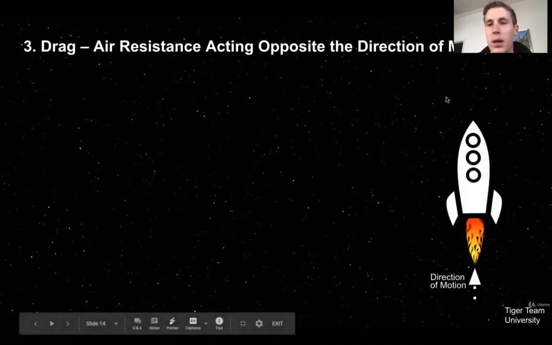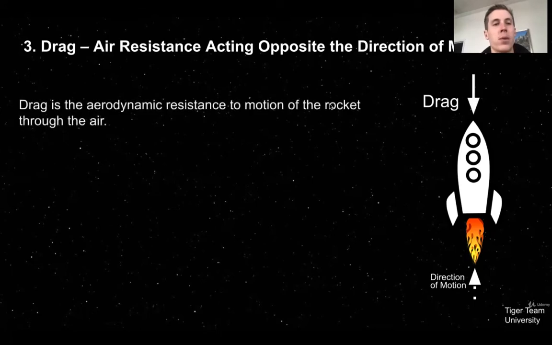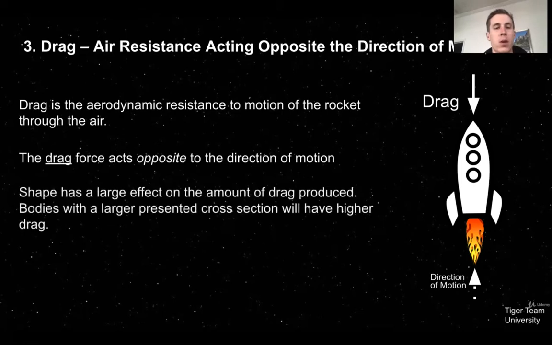So we have a rocket moving in this upward direction. The drag force is acting against that direction of motion. So drag is the aerodynamic resistance to motion of a rocket through the air. The drag force always acts opposite to the direction of motion. The shape of the object, the rocket in this case, has a very large effect on the amount of drag produced.